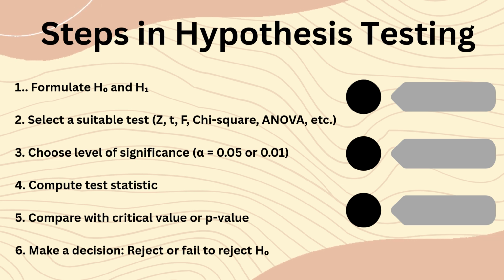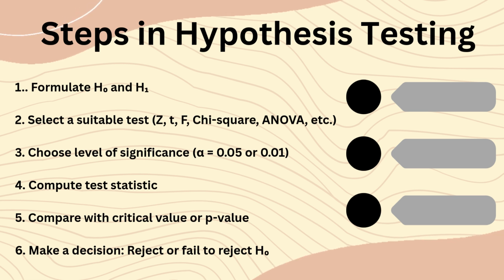Step 4. Computation of test statistic. Using the sample data, we calculate a test statistic, Z, T, F, chi-squared, etc. Formula depends on the test chosen. Step 5. Decision rule, critical value, p-value.